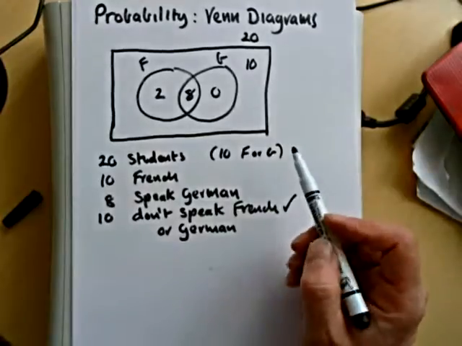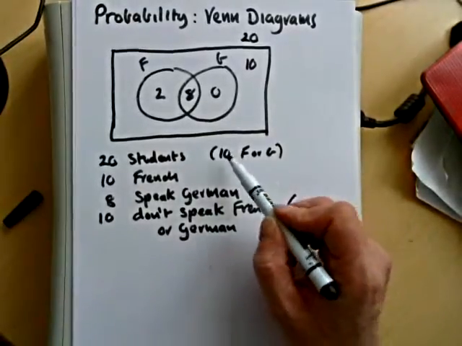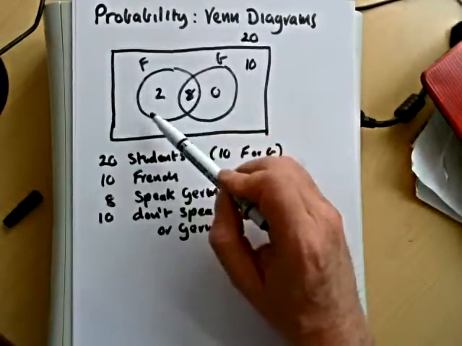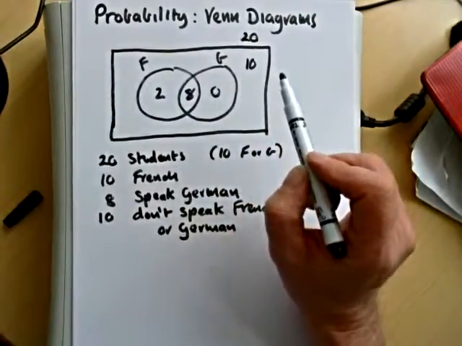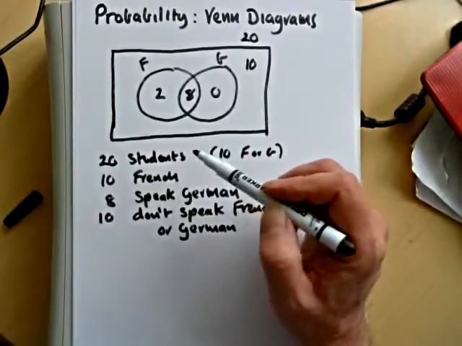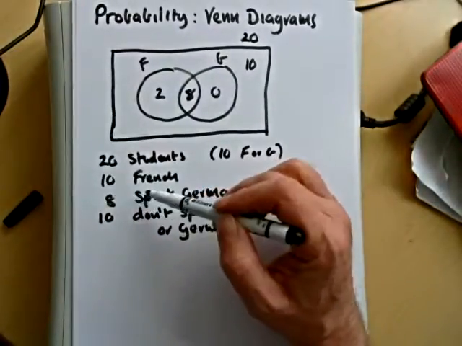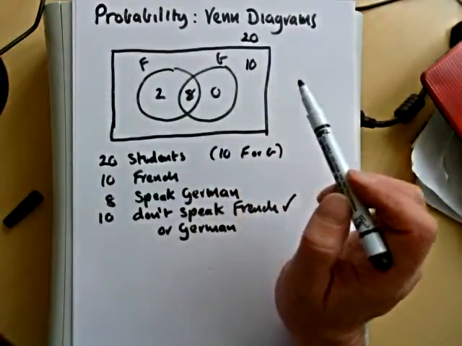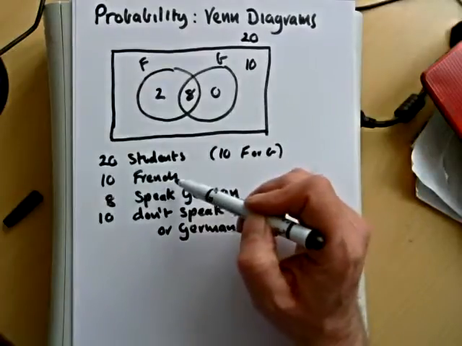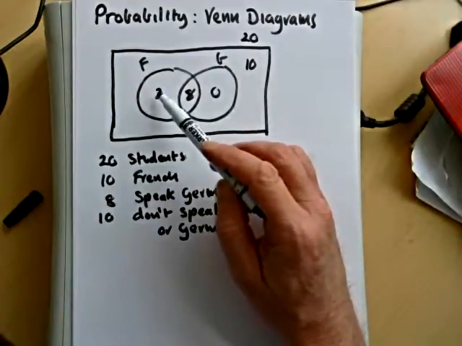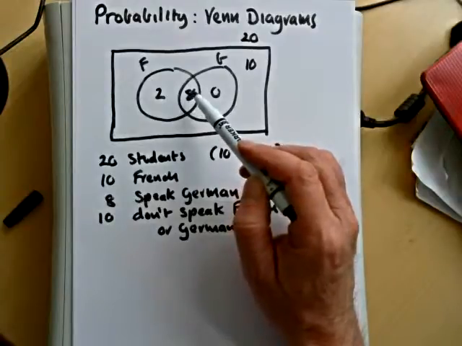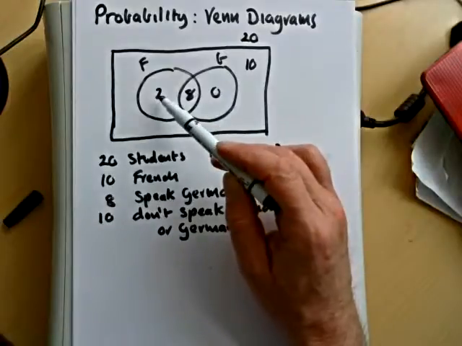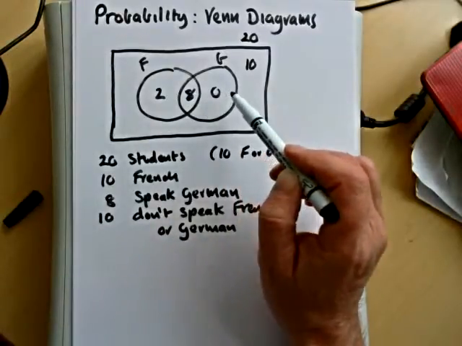If we come back and look at that, we had 10 that speak French or German because there were 10 that didn't speak either, which had to make 20. So everything in F and G must come to 10. If we have 10 speaking French and 8 speaking German, that comes to 18, so it must be 8 in the overlap. Let's see if everything works out. Do we have 10 speaking French? Yes, we do: 2 that are French on their own, and 8 that speak French and German. Do we have 8 that speak German? Yes, and they all speak French as well, and there's none that speak German only.